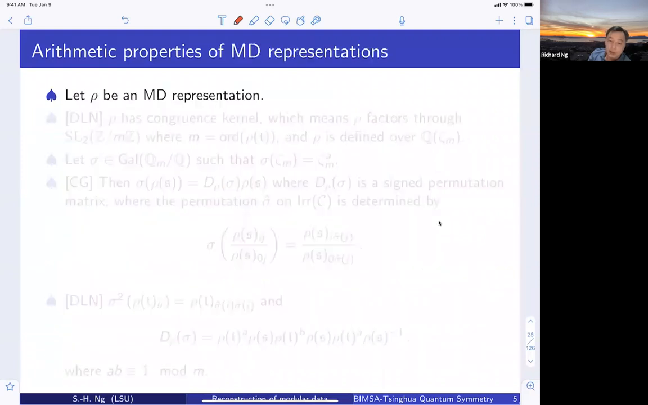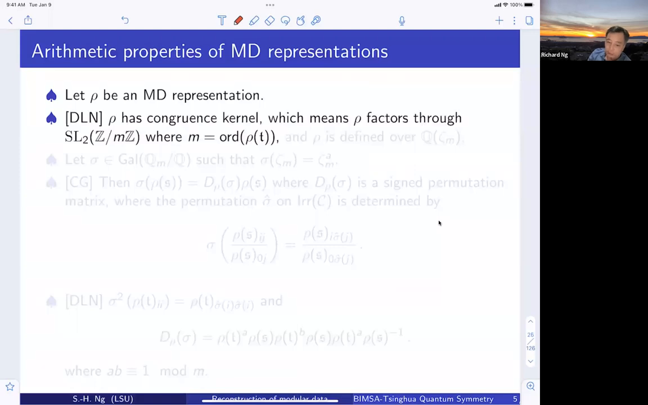That turns to the next slide, which is the arithmetic property of the MD representation. Now, the MD representation is just a rescaling of the modular data. It satisfies more symmetry indeed, which is better than the modular data in a sense. First of all, the representation itself, the MD, certainly factors through this finite modular group. So this is a finite group. Therefore, each MD representation is a representation of a finite group. Now everything is over the complex numbers, so the representation must be completely reducible. So you can write it as a direct sum of irreducibles.